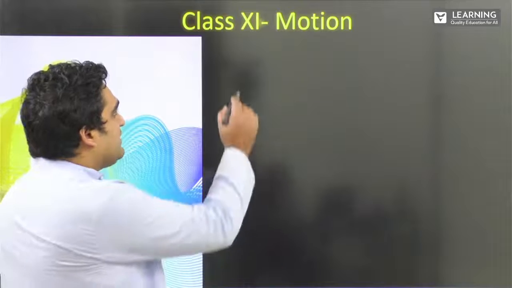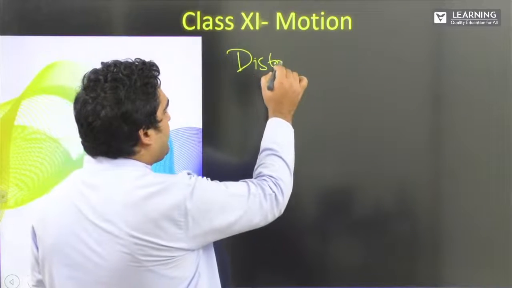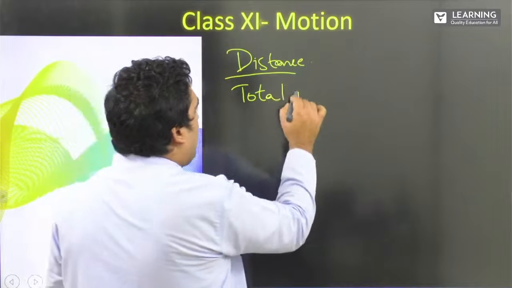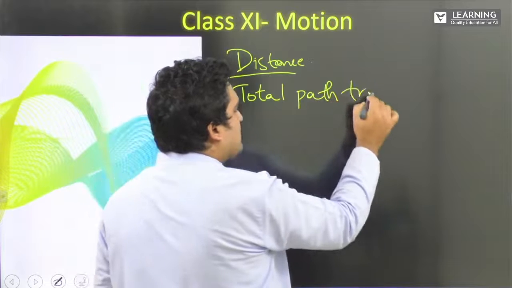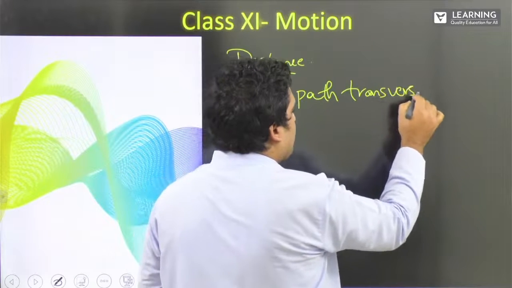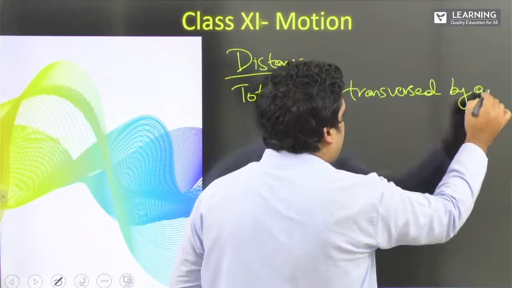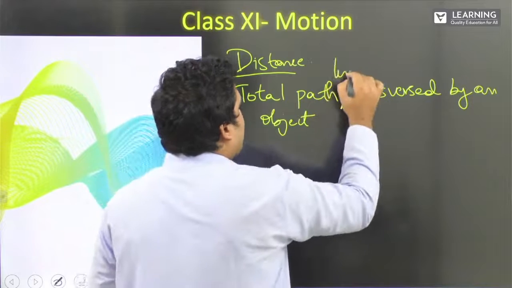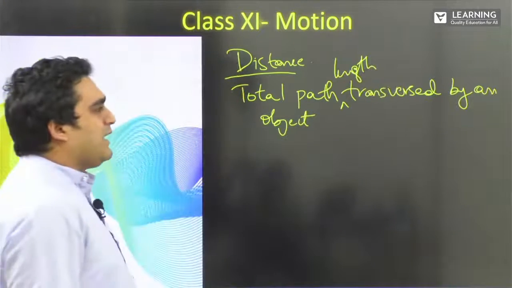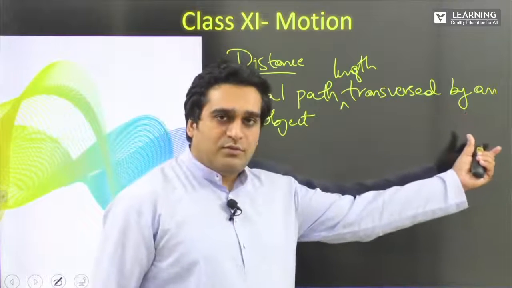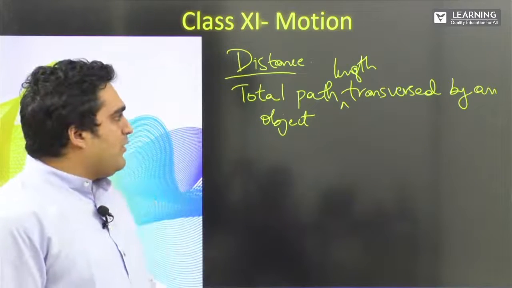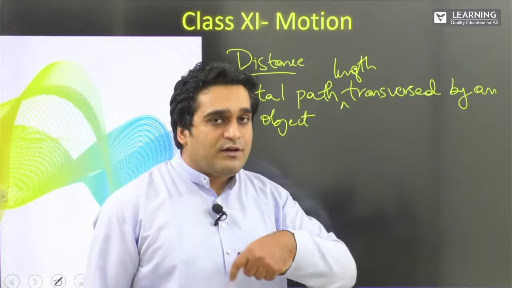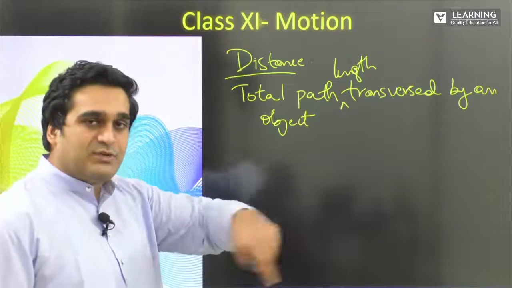So what is distance? Distance is the total path traversed by an object. Total path length, okay? Total path length traversed by an object. Total path length meaning how much the person has covered by walking, or the total path covered by the object.